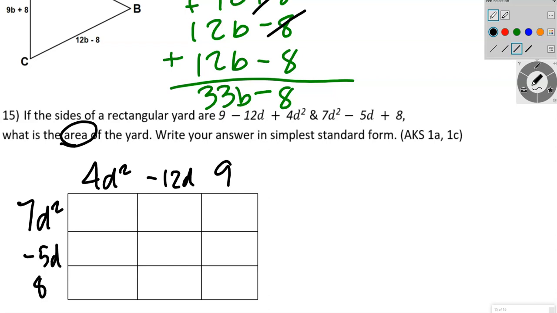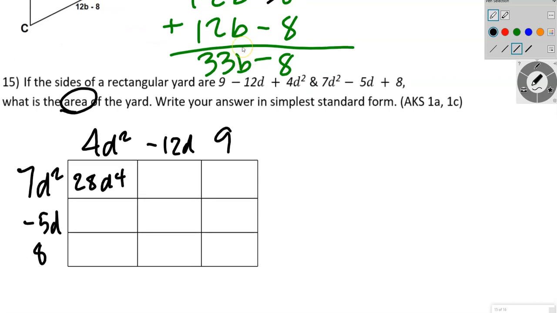So once again, we're going to work this through. 7 times 4 is 28. D squared times d squared is d to the 4th, right? Okay. Let me scroll up here a little bit so I can have a little more room to work. Then we got negative 12 times 7. That's going to be negative 84. Just double checking my math. D to the 3rd, right? And then we're going to do 4 times negative 5. That's negative 20. That's also d to the 3rd, okay?